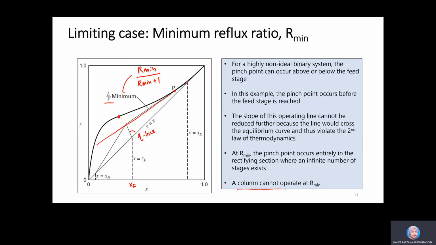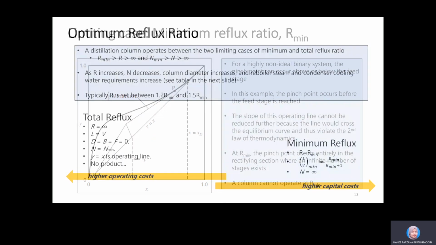Actually, a column cannot operate at R min. This is just for us to know what the minimum reflux ratio is, so that at least we know that we cannot designate a reflux ratio value R that is less than R min. It's just not possible.